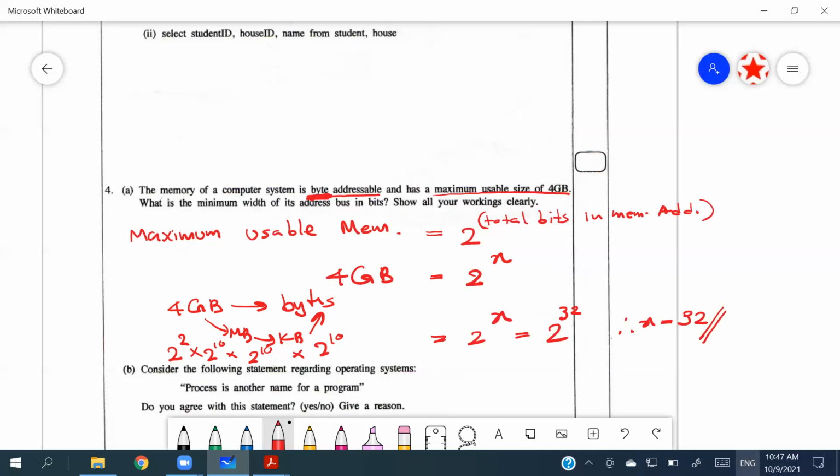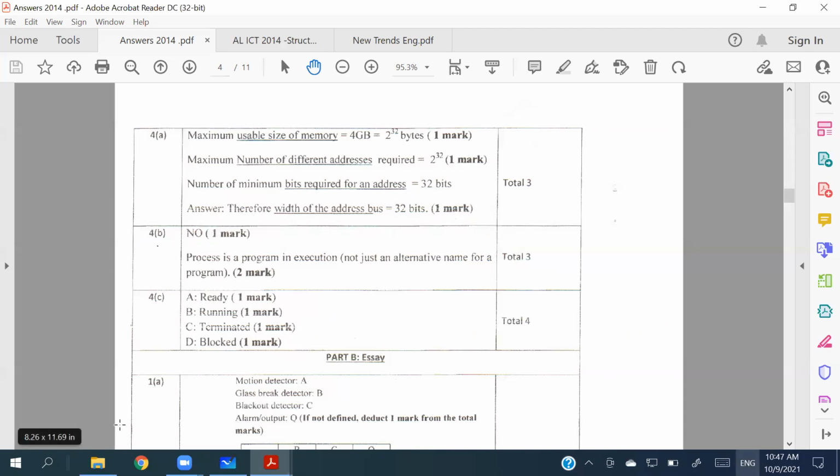So the marking scheme shows you some calculations. Maximum usable size of memory 4 GB, 2 to the power 32 bytes, 1 mark. Number of different addresses required, actually that really doesn't need to be written, right? So you can say the third one straight away: number of minimum bits required for an address, 32 bits, right? It's better you say width of the address bus. Therefore, the width of the address bus is 32.